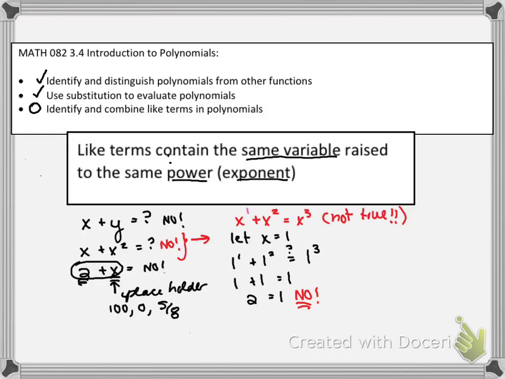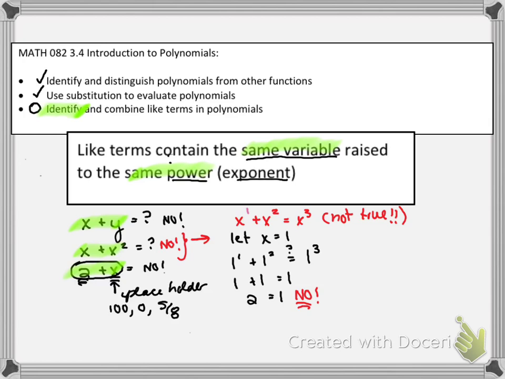Everyone, this is Math OED2 video 3.4, Introduction to Polynomials. In my last video, I identified like terms in polynomials, and we said that a like term has to have the same variable raised to the same power or exponent. So for example, x plus y are not like terms, x plus x squared are not like terms, and 2 plus x are not like terms.